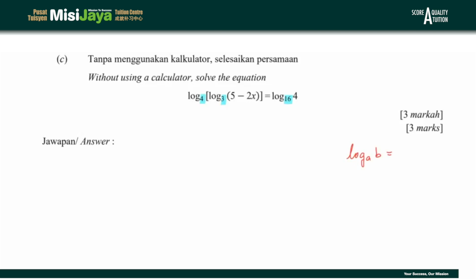So if you want to change the base to become log base C, top and bottom you put base C, and then you put B on top, and then A at the bottom. So this is how we change the base of a logarithm.